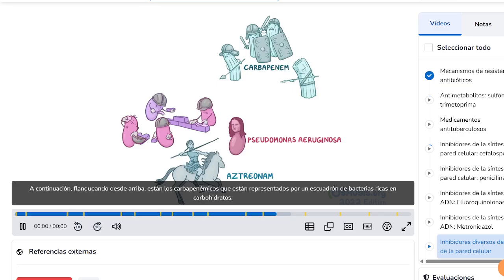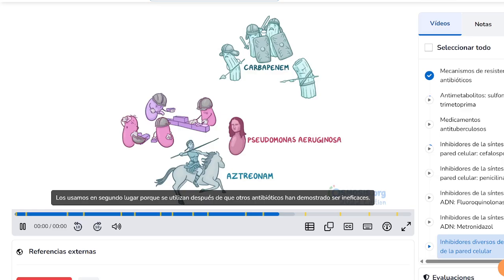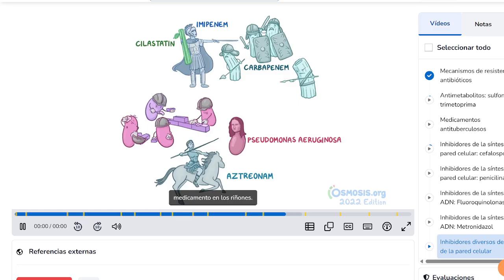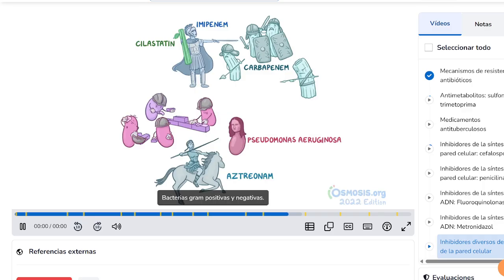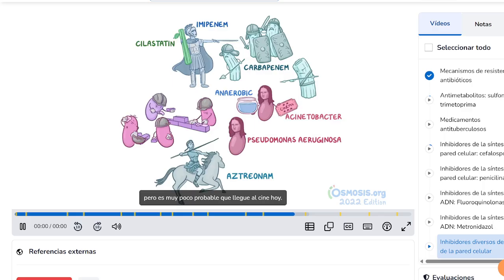which are represented by a squad of carb-rich penne pasta soldiers. We have them attack second because they're used after other antibiotics have proven ineffective. Leading them is their emperor, representing imipenem. He's carrying a celery scepter because we need cilastatin to prevent breakdown of the medication in the kidneys. The army is attacking both purple and pink masons since they're effective against both gram-positive and gram-negative bacteria. One of their main targets is the other Mona Lisa lookalike, and she's holding a fishbowl to represent anaerobic bacteria, and a large cinema ticket for Acinetobacter. But it's highly unlikely that she'll make it to the movies this day.